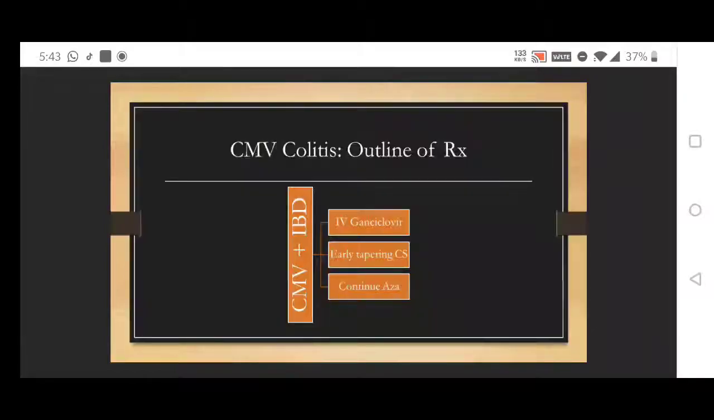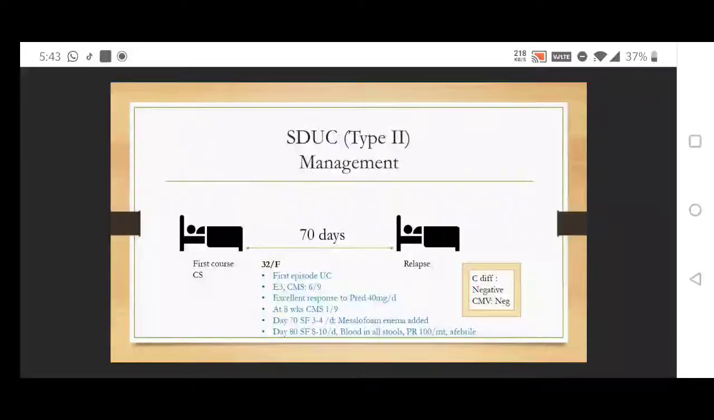has CMV colitis. So the choice of treatment in her is going to be IV ganciclovir. You would give it for at least 2 to 3 weeks before switching to valganciclovir, which is oral. We would try and taper steroids a little faster, but we would continue azathioprine because that doesn't increase the risk of CMV.